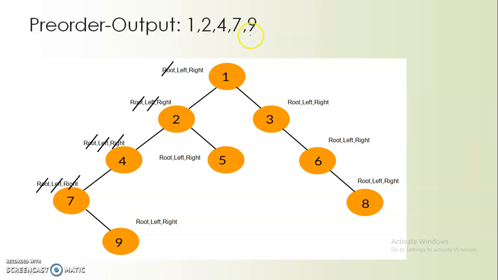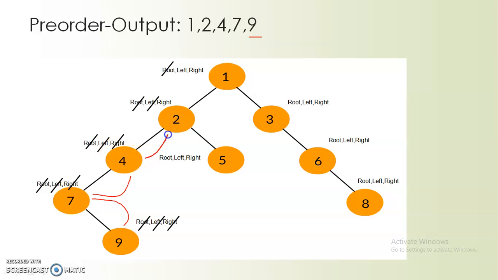Now strike out the root in the 9, and there is no left subtree for the 9, so strike out the left, and there is no right subtree, so strike out the right. Now go back. Okay, from here we'll go back to the 7. Its right is completed, so strike out. And now go back to the 4. Its left is over, right is over, so strike out the right.